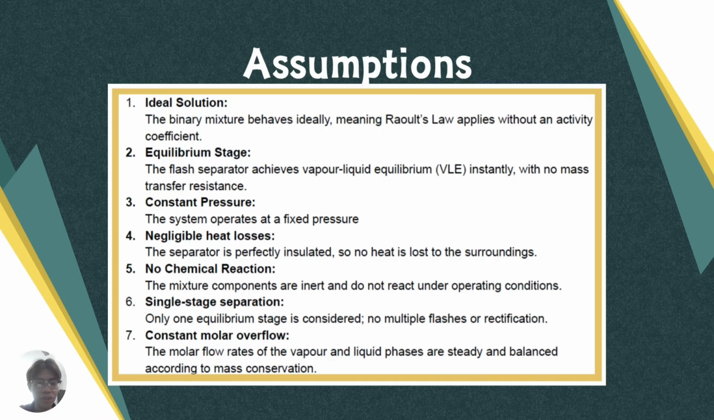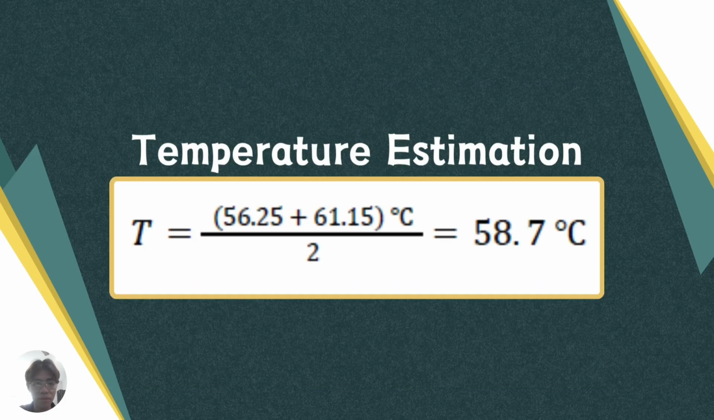Sixth, single stage separation: only one equilibrium stage is considered, no multiple flashes or rectifications. Seventh, constant molar overflow: the molar flow rates of the vapor and liquid phases are steady and balanced according to the mass conservation. Temperature estimations.